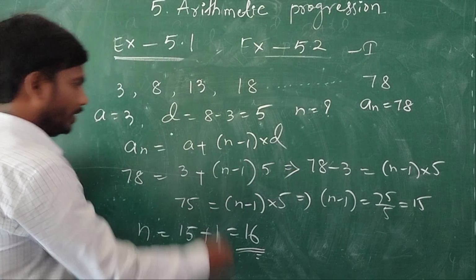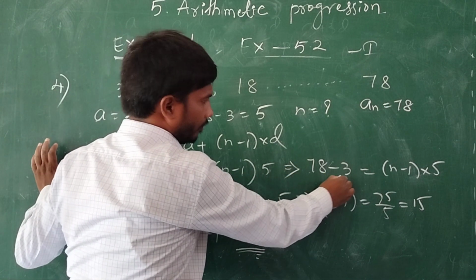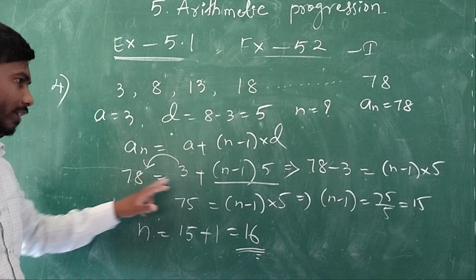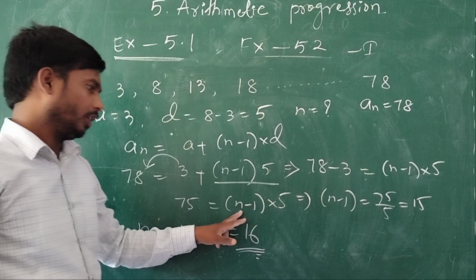Next, 78 plus 3, I am taking to this side. 78 minus 3 is equal to (n minus 1) into 5. Finally, 78 minus 3 is 75. 75 is equal to (n minus 1) into 5. Now I want the n value.